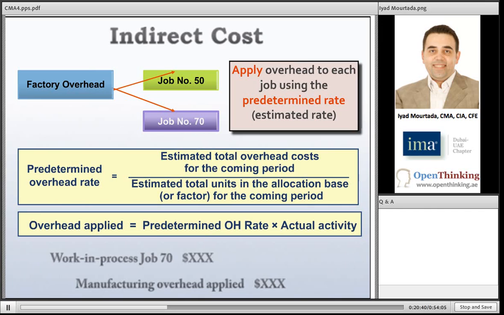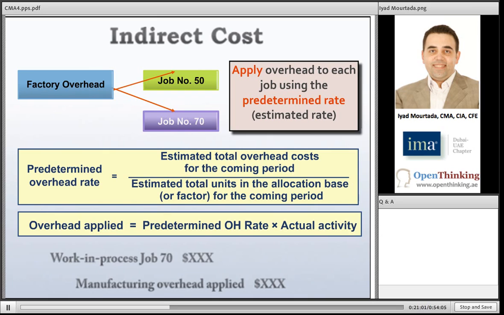And we say the overhead applied. How can we apply it for each job? We take the predetermined overhead rate, $5, $10, whatever, multiplied by how much we actually used. Is it based on labor, or output, whatever? It's based on how much actually is in this job, and based on it, we will allocate it. And at the end, what will happen?